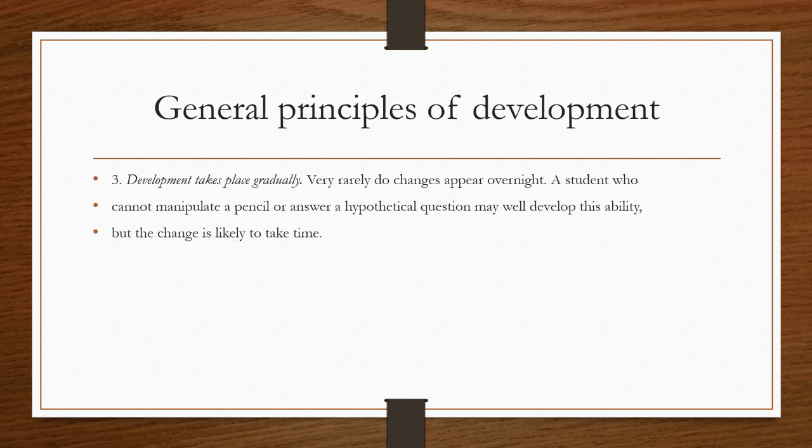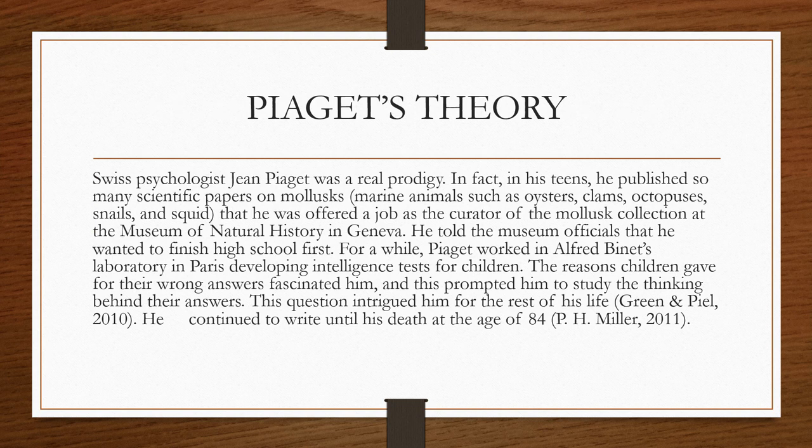Okay, the next point, we have talked about this. Okay, who is Piaget in fact? He is a Swiss psychologist. His complete name is Jean Piaget. He was a real prodigy.